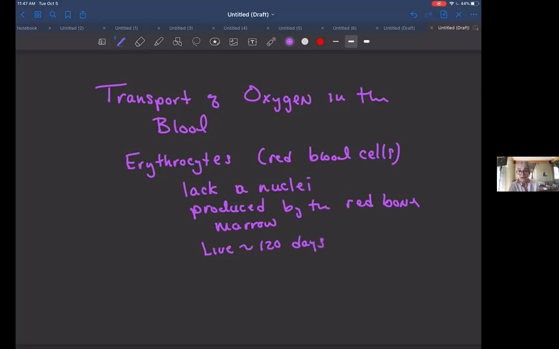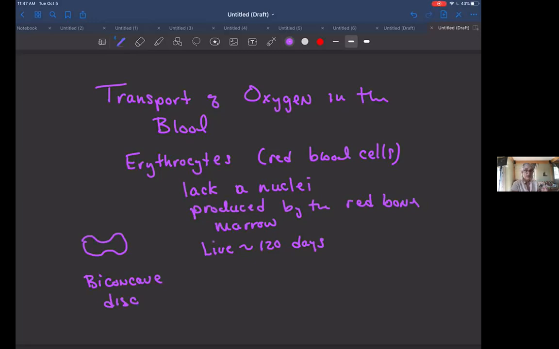They also have a very characteristic shape. So they are like a biconcave disc. So if I were to draw a side view, it would look like this. So this is my biconcave disc. And the shape is really important because it allows them to travel through very small blood vessels, which are called capillaries. And this is where gas exchange takes place with the air in the lungs, as well as with the interstitial fluid in the tissues.